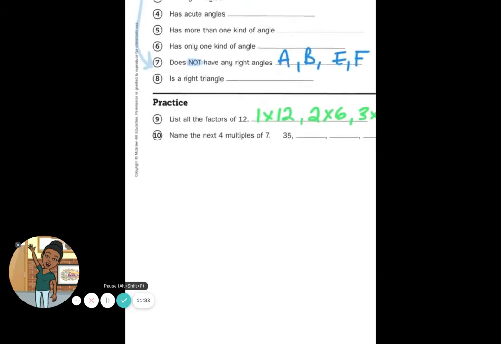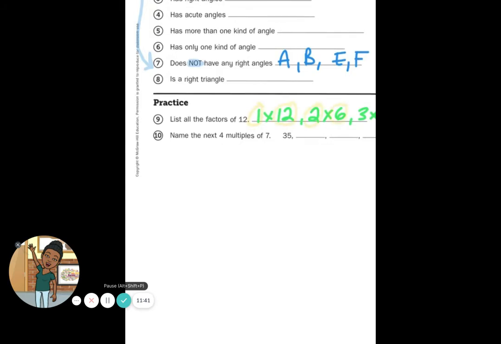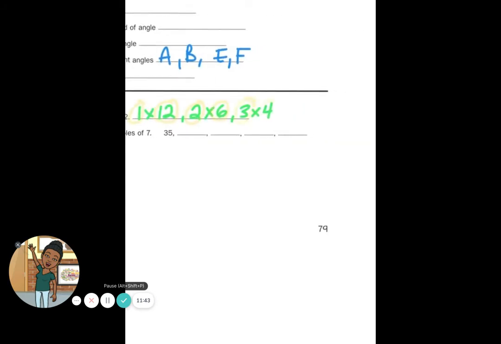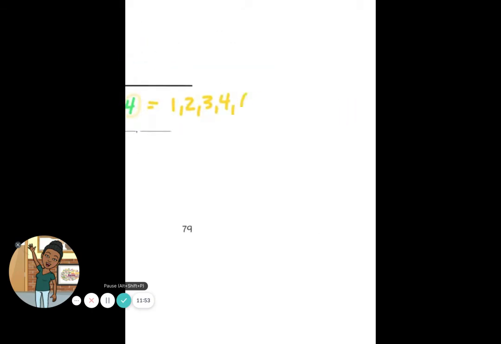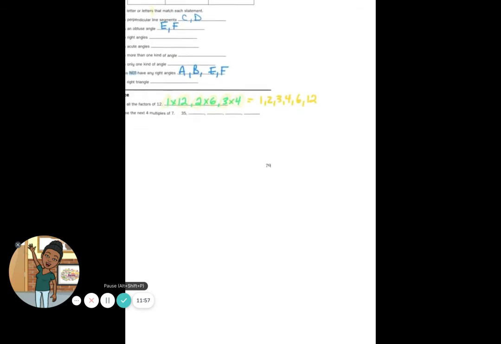So what are the factors of 12? Simply put, it would be 1, 12, 2, 6, 3, and 4. And I could list those out in numeric order like so: 1, 2, 3, 4, 6, 12. Those 6 numbers are the 6 factors of 12.